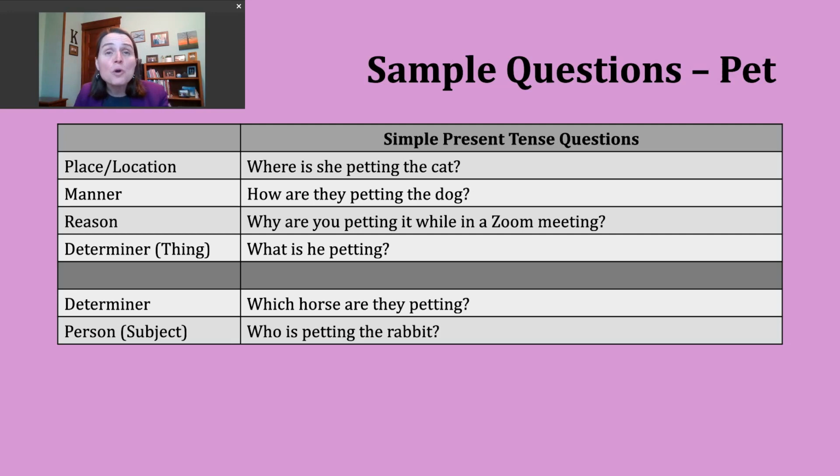Okay. Another question word we use is how. This can tell us the manner in which an action is being done. So an example of this. How are they petting the dog, right? Maybe someone thought a dog was behind a fence, right? We want to know in what way are they able to touch and pat the dog.